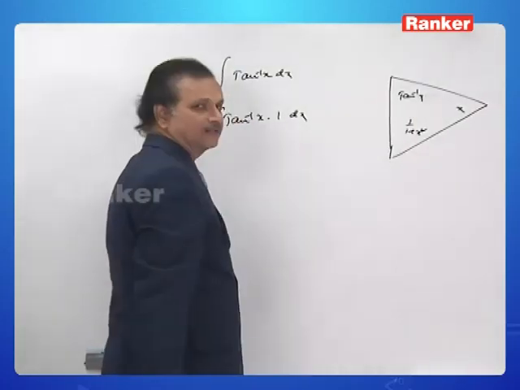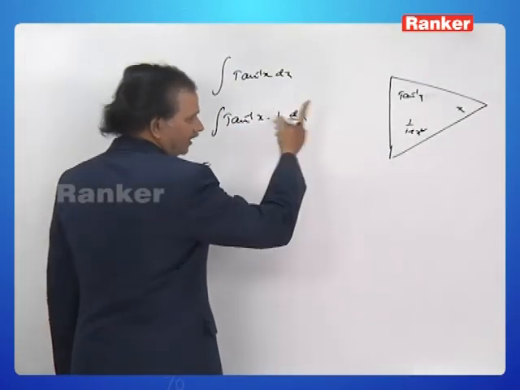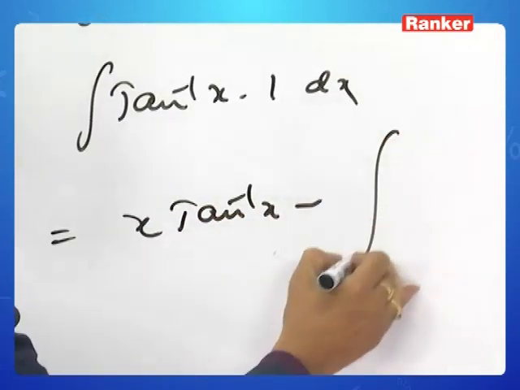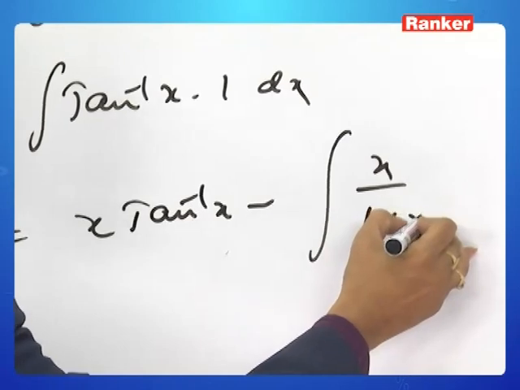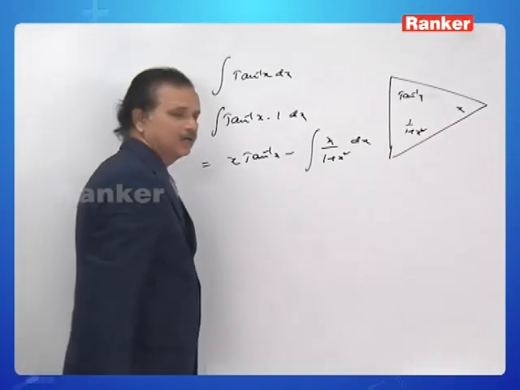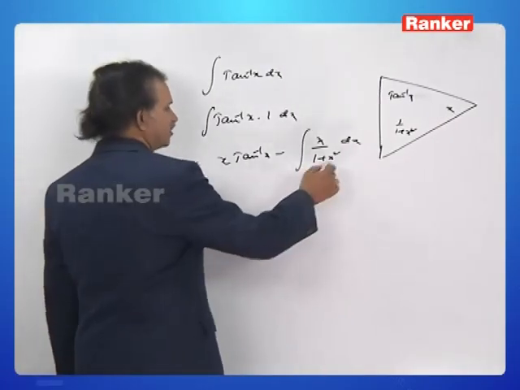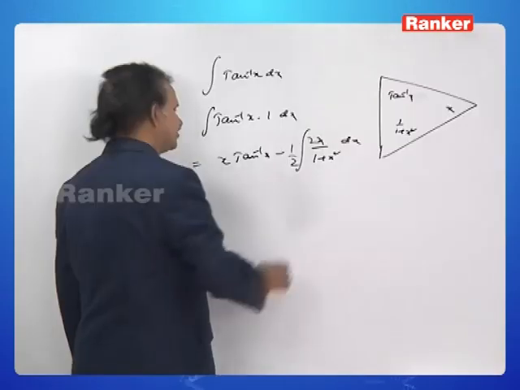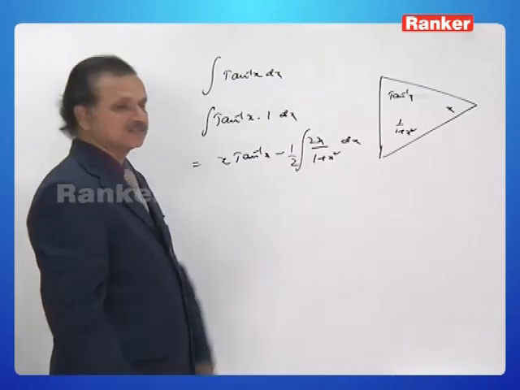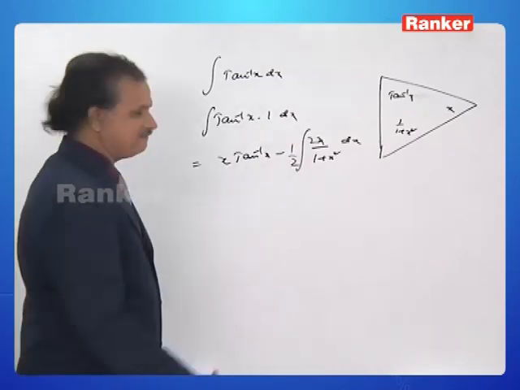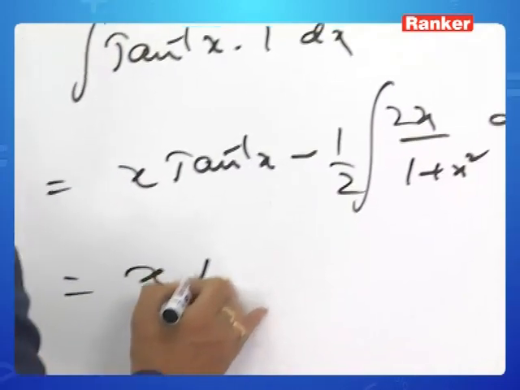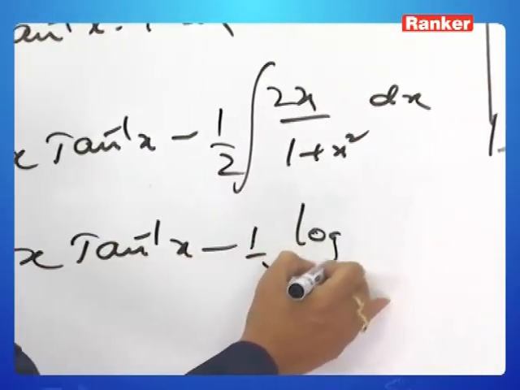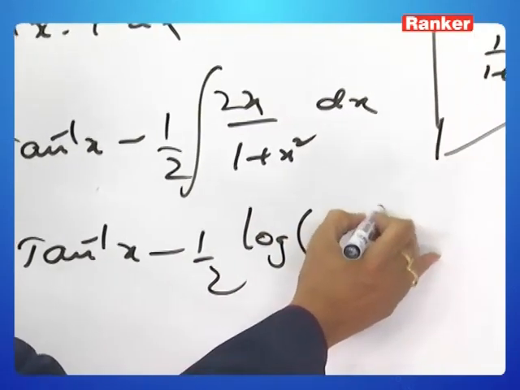Integral of 1 is x, isn't it? So, what is the answer? X tan inverse x minus x by 1 plus x square dx. What is lacking here? Derivative of 1 plus x square is 2x, isn't it? 2 is missing. You offer it. What is there? F dash x by f x. What is the answer? Log mod f x. Hence the answer is x tan inverse x minus half log mod 1 plus x square plus c.